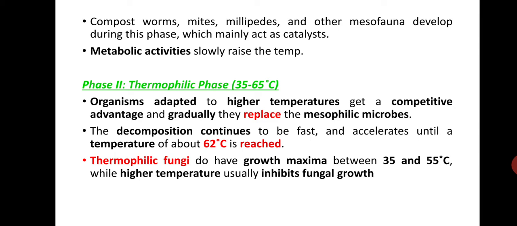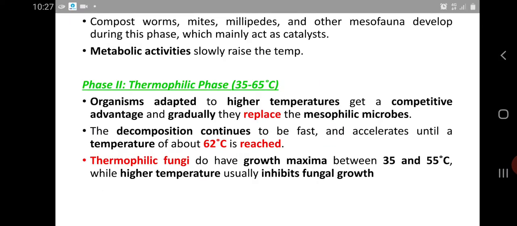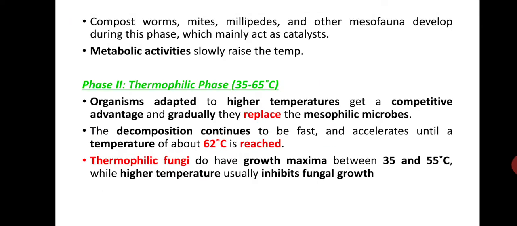See how easy it is to understand. First, the temperature range which I have mentioned over here is 25 to 40 degrees centigrade, but since the metabolic activity of microorganisms starts, it causes a rise in temperature, and this rise makes it reach the next phase, that is the thermophilic phase, right. Now the organisms have to adapt at this temperature so that they could get an advantage, and they should replace the mesophilic microbes, right.